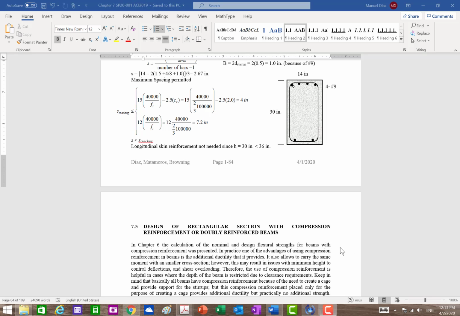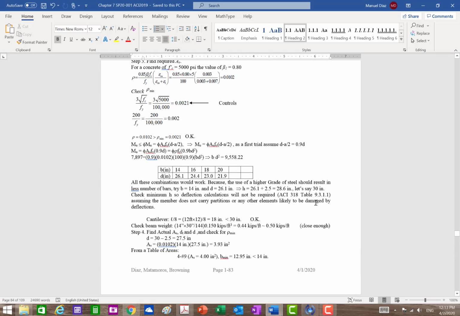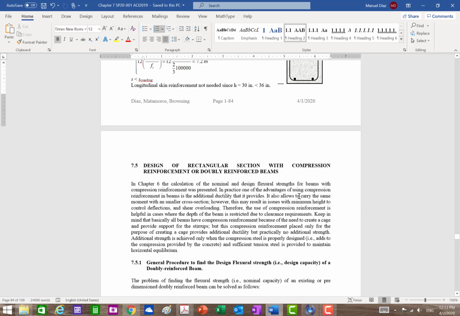Okay, this is the last part for chapter 7. We're going to talk about designing now with compression reinforcement. Now, we have talked about compression reinforcement before, right? And we know, as explained, the beams in general have compression bars all the time, right? But we don't design for those. Those are for the cage to support your stirrups. But when you properly design for compression reinforcement, you do increase your capacity.